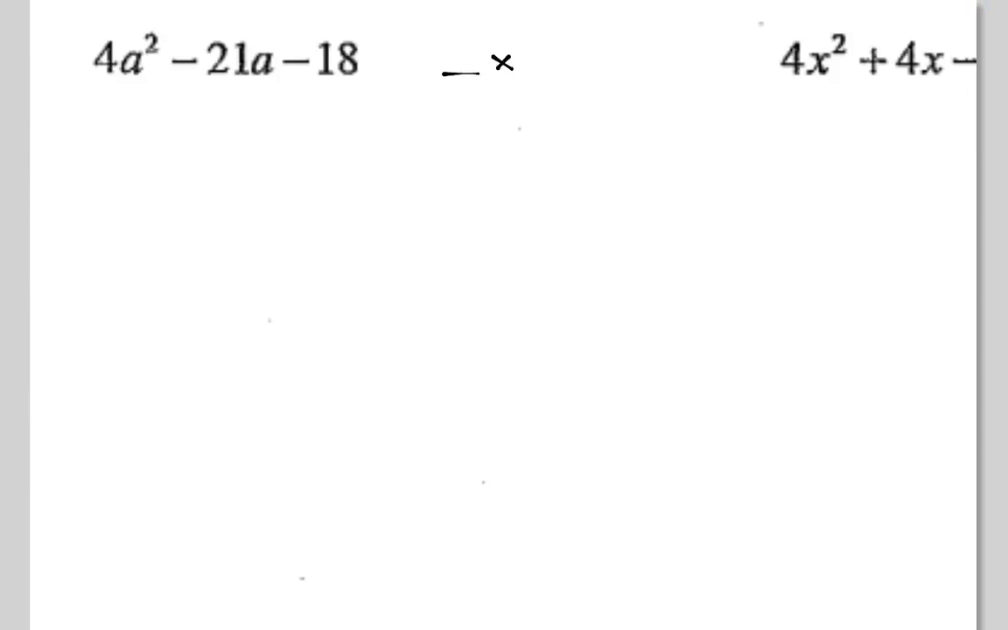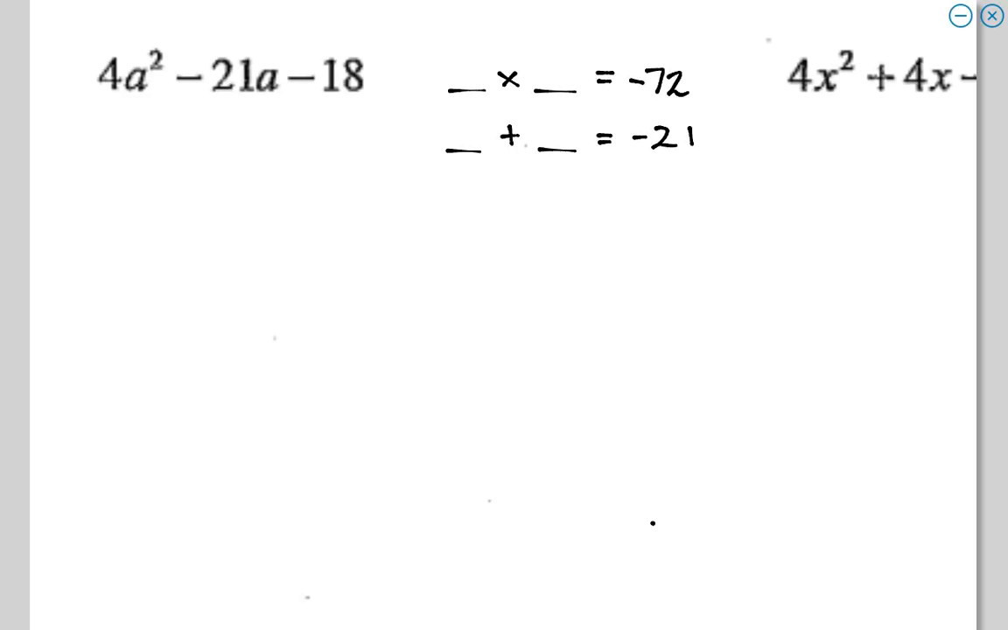2 numbers that multiply to not just 18, right? 4 times 18, right? And it's negative. And 2 numbers that add to negative 21. Oops, that should be an add. Okay, I'm going to pause the video while you guys brainstorm on these numbers.